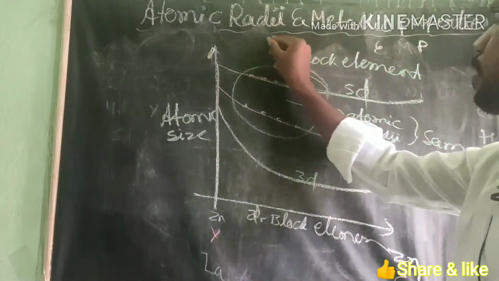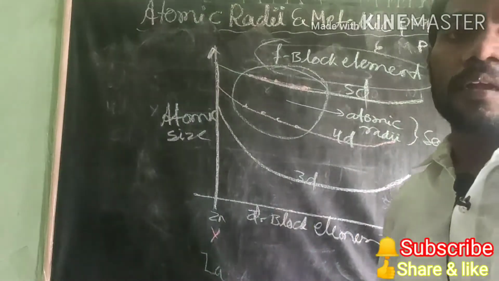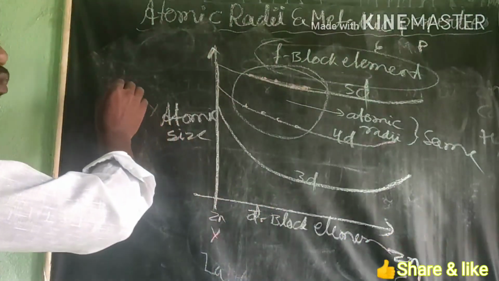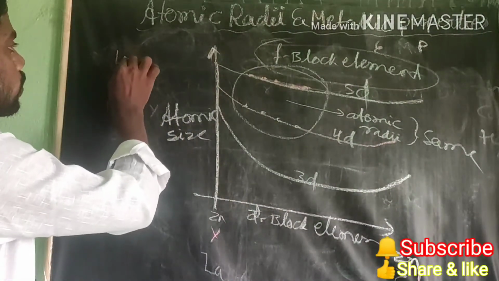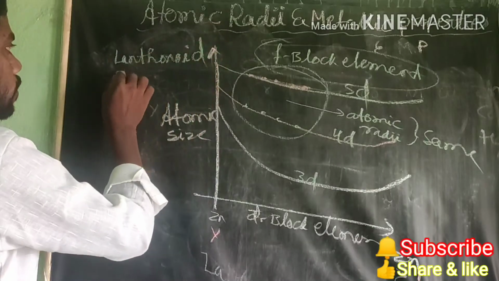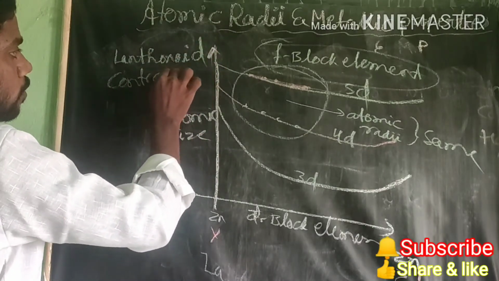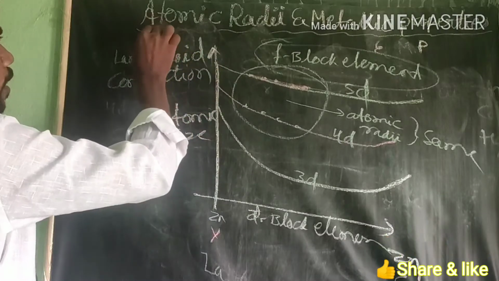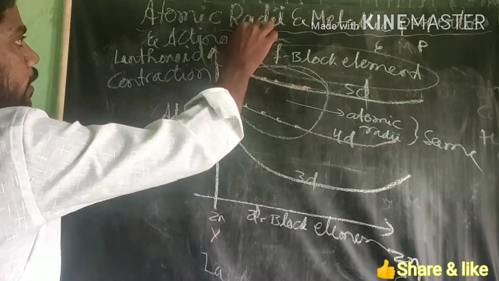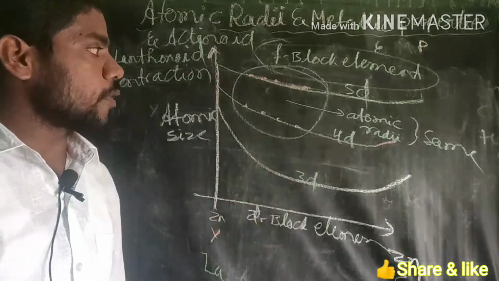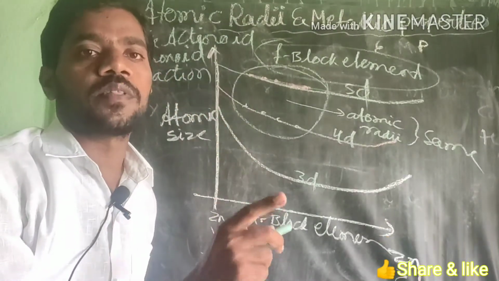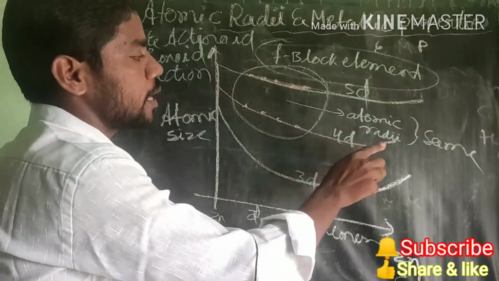Why are they showing the same atomic radii? They are showing the same atomic radii because of only one reason: lanthanoid contraction. Lanthanoid as well as actinoid contraction. Due to this, in the 4D and 5D series, lanthanoid and actinoid elements come in between. That's why these elements show nearly the same atomic radii.